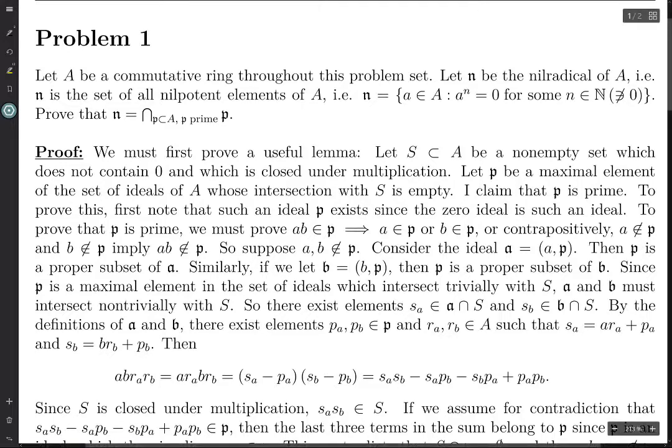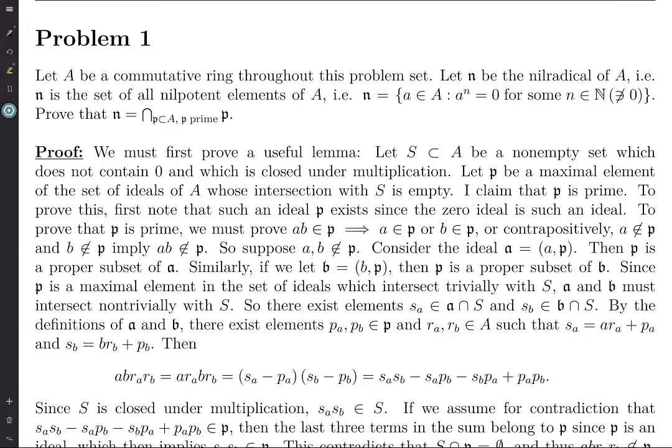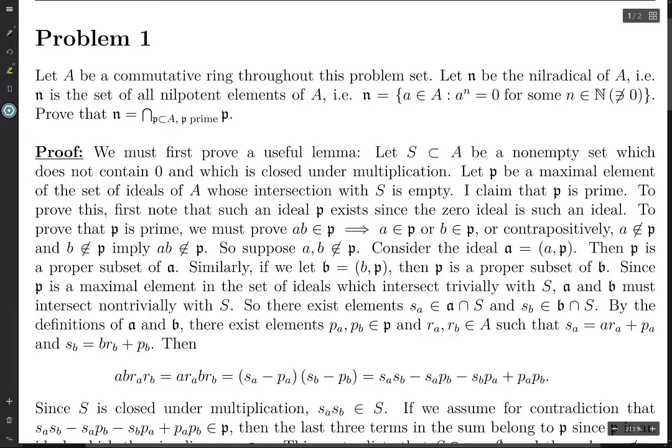Okay, so we do that. I claim that P is prime. To prove this, first note that such an ideal exists since the zero ideal is such an ideal. Right, because the zero ideal is an ideal, and since S does not contain 0, S does not intersect with it at all. And so there is such an element in the set of ideals whose intersection with S is empty.